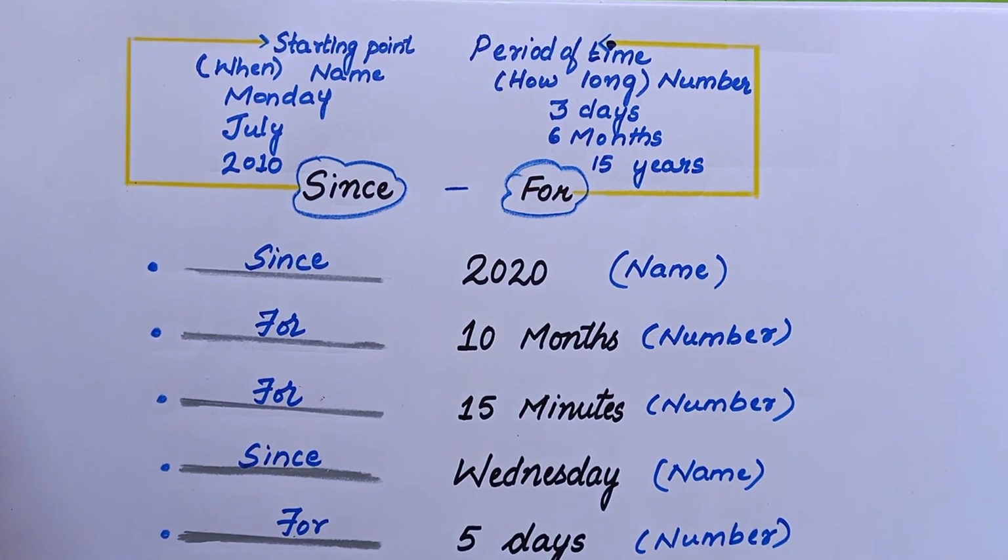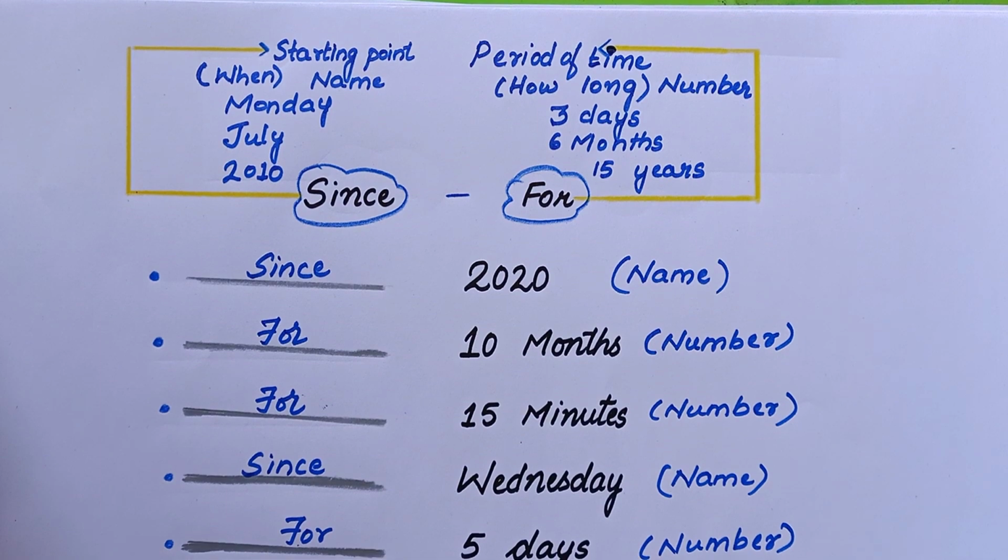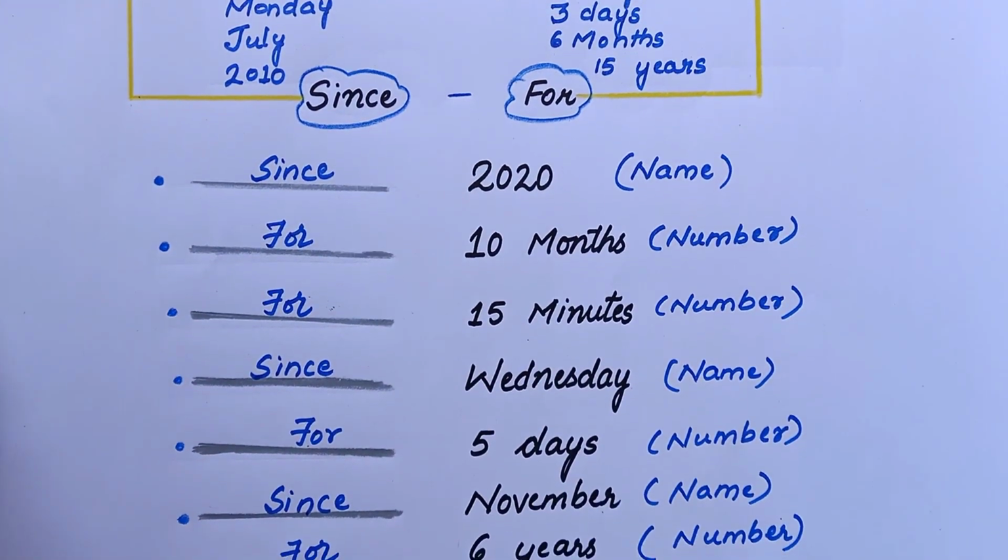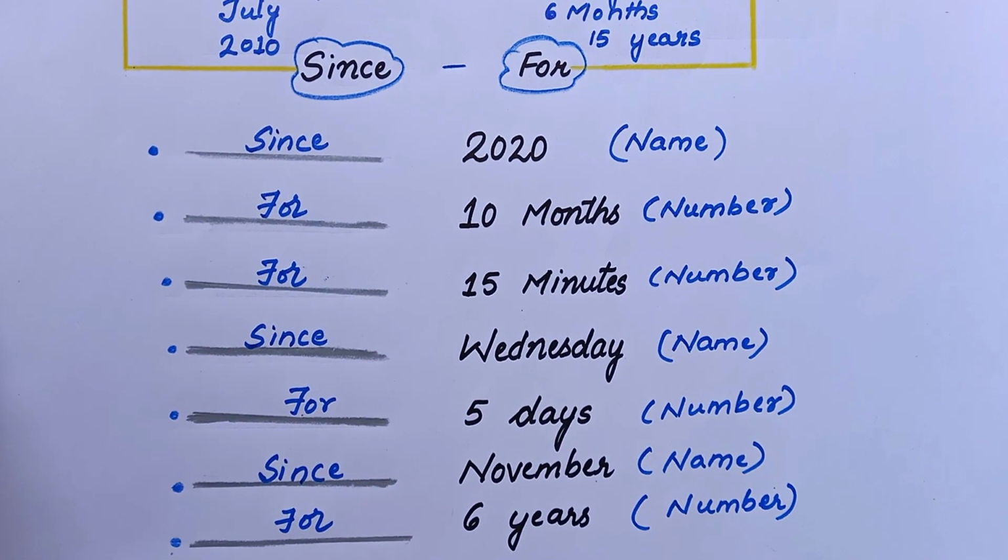I hope this is clear, the difference between since and for, and when we'll have to use since and when to use for is cleared now.